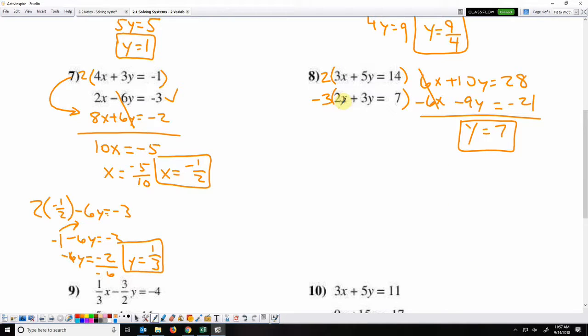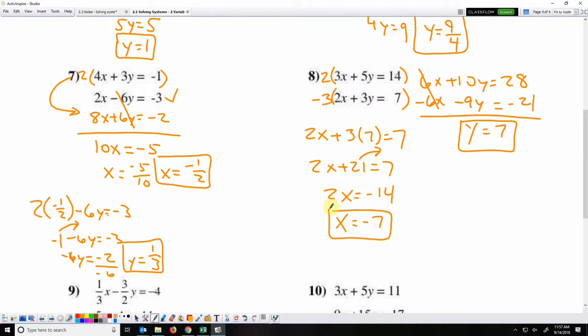I like the numbers better in the bottom equation, so I'm going to plug in there. 2x plus 3 times 7 equals 7. So I put that y value right there. I get 2x plus 21 equals 7. And I'll subtract that 21. 7 minus 21 is negative 14. And when I divide by 2, I get x is negative 7. I got that by plugging into the bottom equation, so I know that one works. When I check, I need to check and make sure it works in the top equation.